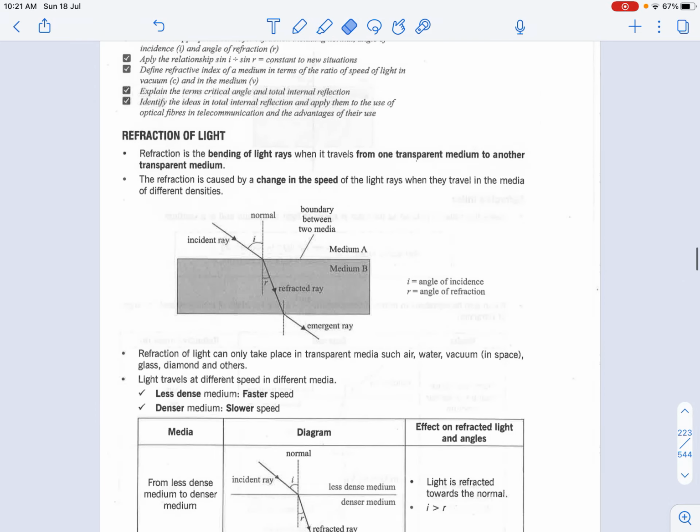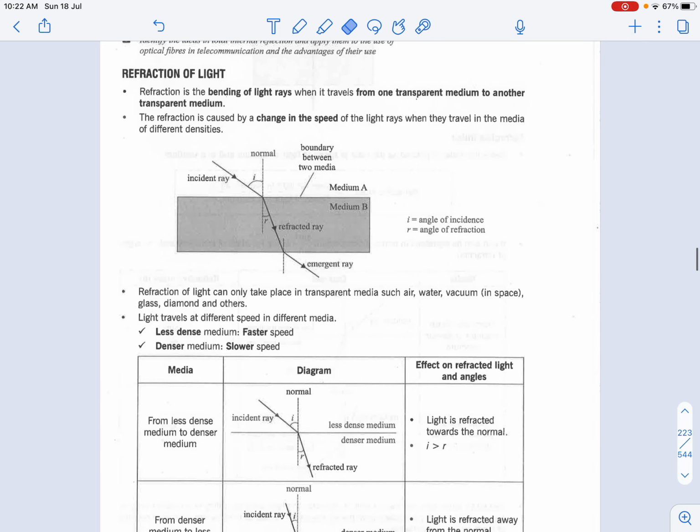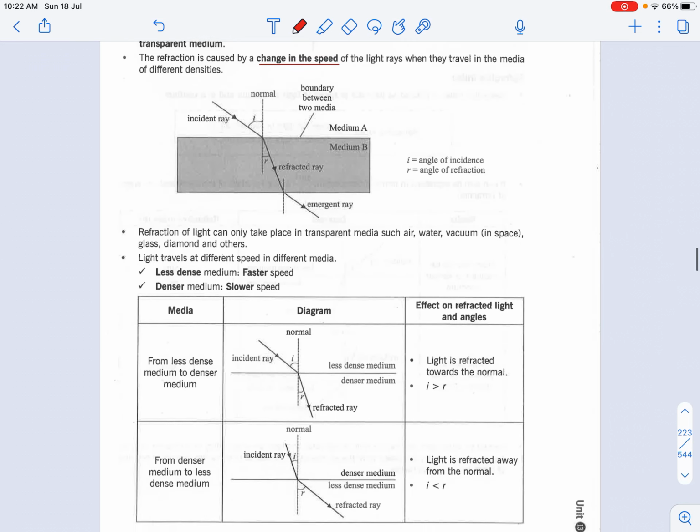Okay, so refraction is the bending of light rays when it travels from one transparent medium to another transparent medium, and this refraction is generally caused by a change of speed. So now we are actually talking about the refraction of light. So what we can see is why it actually bends, right? It's because when the light ray moves from one optically denser medium to another, there's actually an adjustment in the speed of light. Okay, and what happens is that it will actually result in the bending of light.